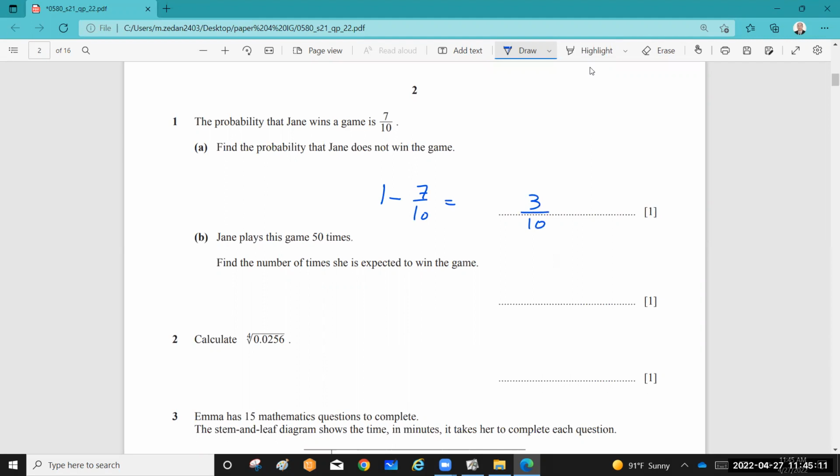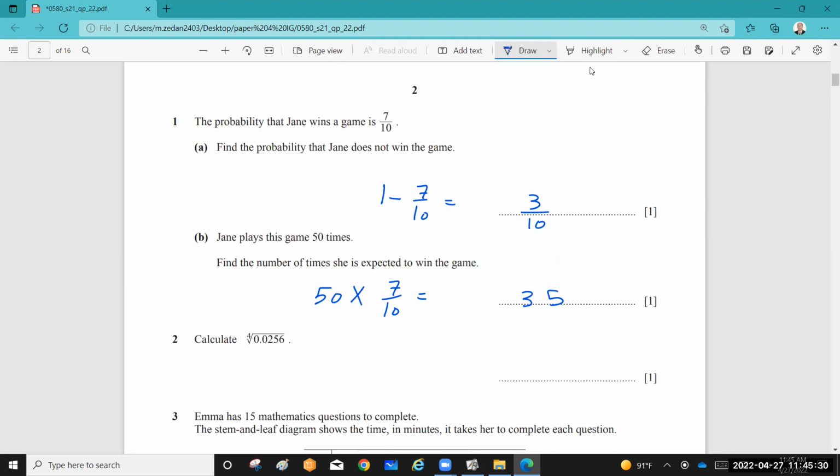Jane plays this game 50 times. Find the number of times she is expected to win. The expected number of wins is found by multiplying the number of trials, 50, by the probability of winning, 7/10, which gives you 35.